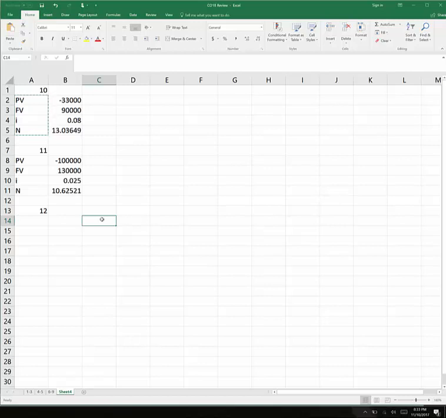Number 12, you're saving to buy a home in 5 years. You estimate it's going to cost $275,000. So that's how much you need. Actually, you need a 10% down payment. So your future value, what you need is $27,500.